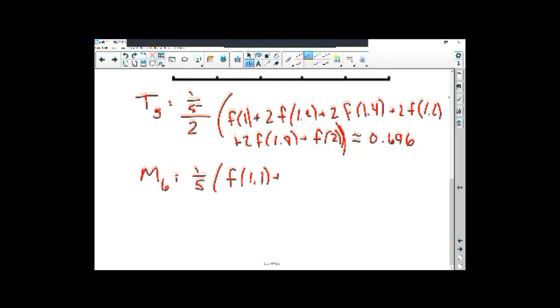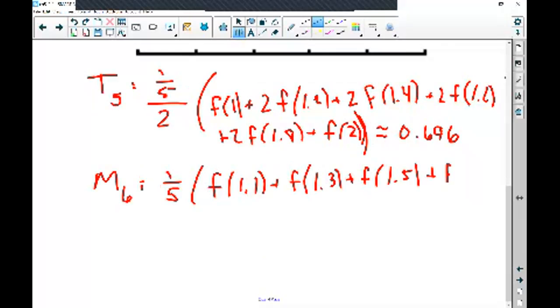And now to find my next function value, I'm just going to add delta x to my previous x. So x was 1.1. I'm going to add a 1/5 or a 0.2 to give me 1.3, 1.5, 1.7, 1.9.